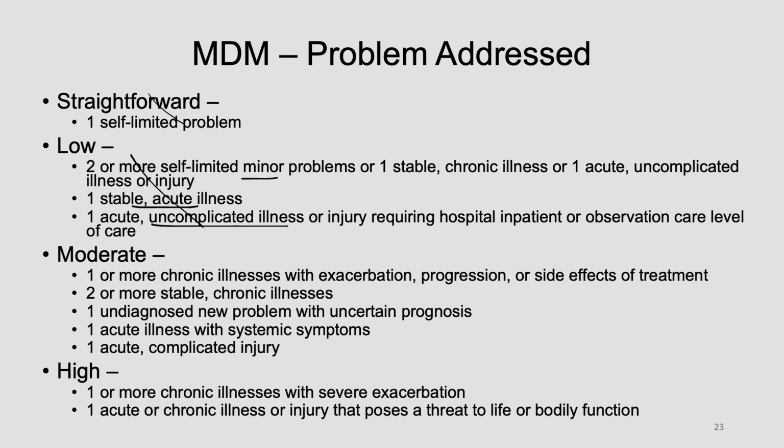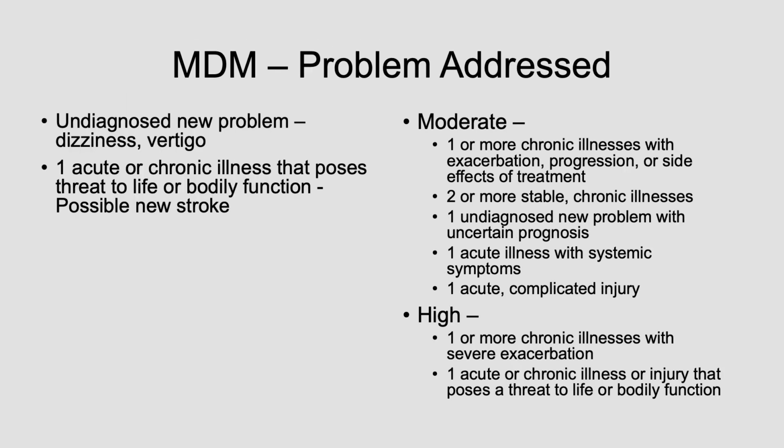But then look at high. One or more chronic illnesses with severe exacerbation, and then you get one acute or chronic illness that poses a threat to life or bodily function. Okay, that's the key part here. The patient has dizziness and vertigo, and the cause is being investigated. So this is the undiagnosed new problem.